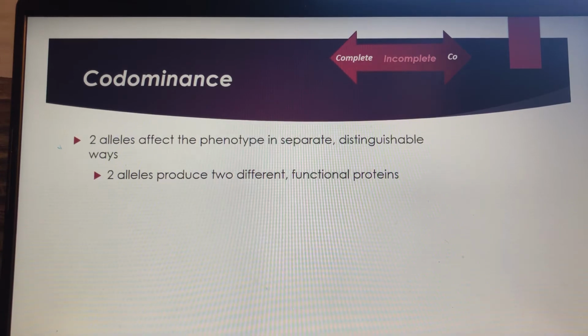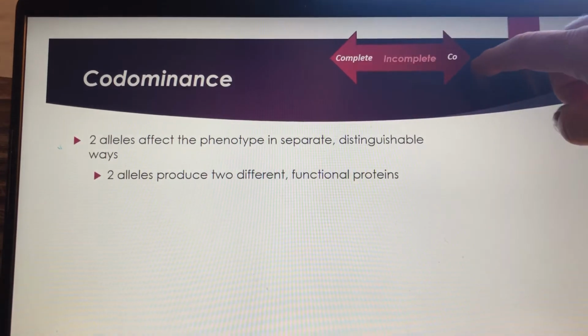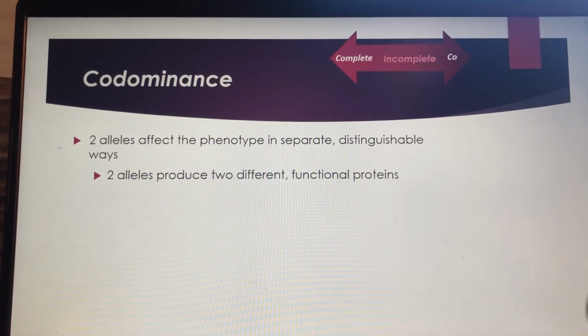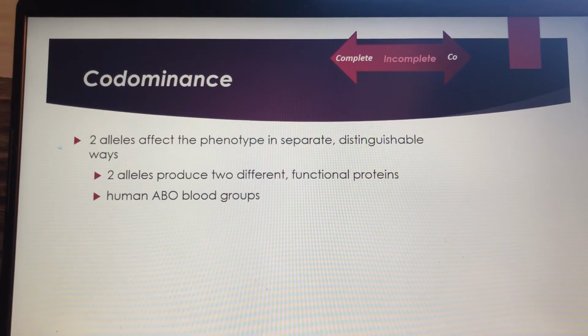Codominance is on this end of the spectrum, and in between complete and codominance, we have incomplete. So we're going over here now. Codominance means that each allele gets expressed, okay? In the case of proteins, you would have two different proteins being expressed.